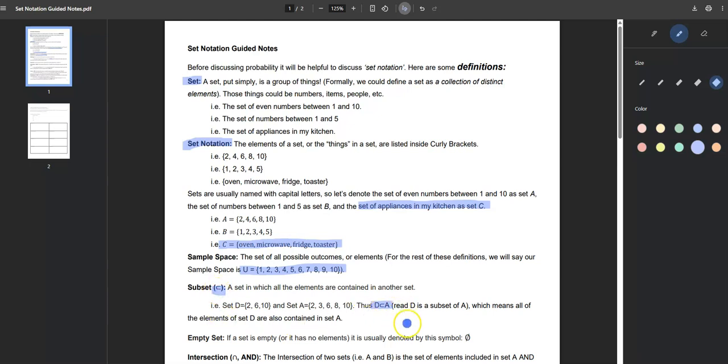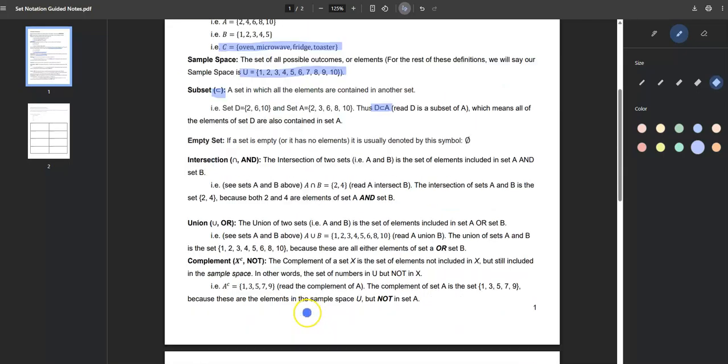You're going to need to know those to denote is a subset of. So that's how it reads. D is a subset of A. And what that means is that all objects from D are contained in A. So 2, 6, 10 are also in A, as you can see. So know the symbol and know the meaning for both of those, because you're going to have questions like that.